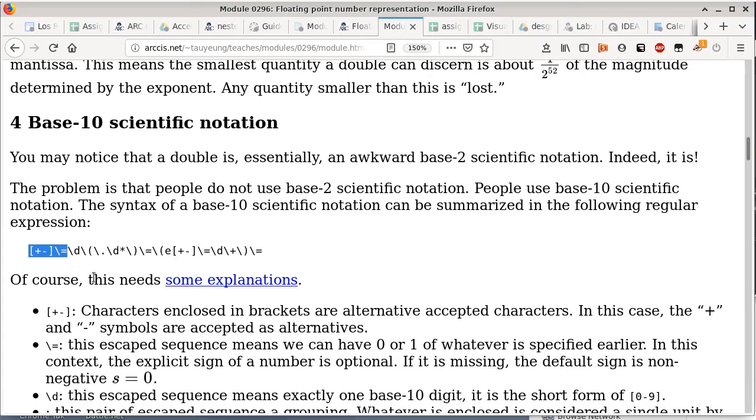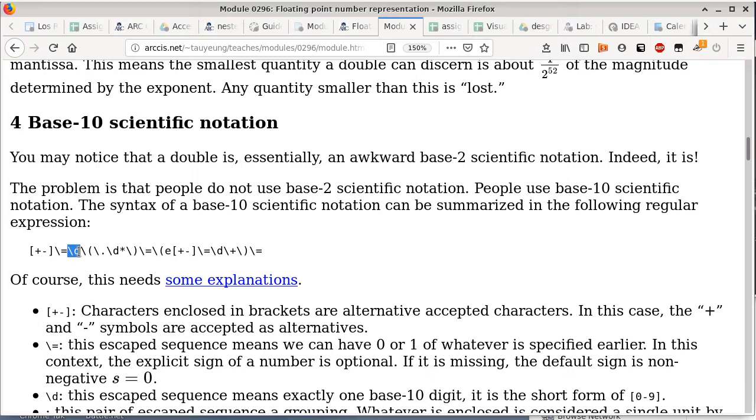Oh, but what if I don't want to be redundant and the value is non-negative? Can I just start with a digit? The answer is yeah. The sign is optional. Are we doing okay so far with the notation? Okay. So we move on to the next part, which is the backslash D.